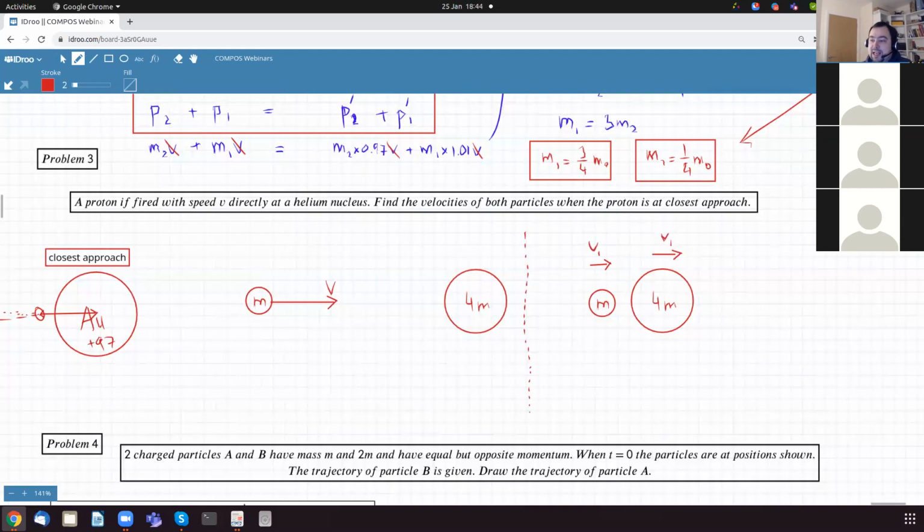How well do you understand why they travel together? Can you please vote? Please vote. How well do you understand that they both travel with the same speed? Okay.